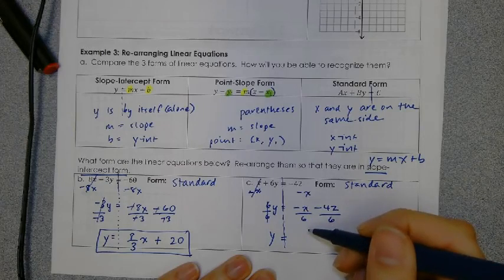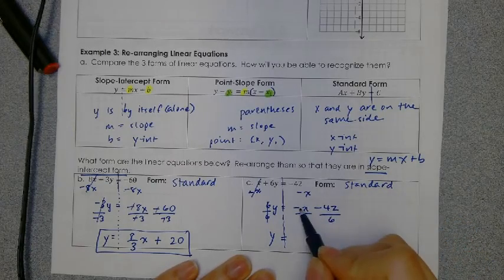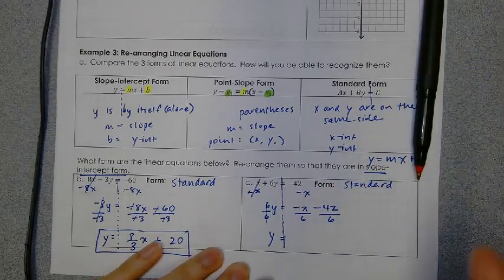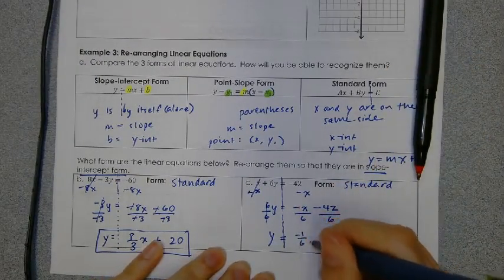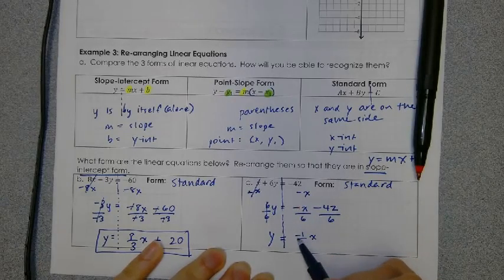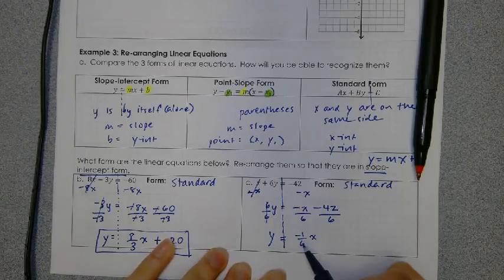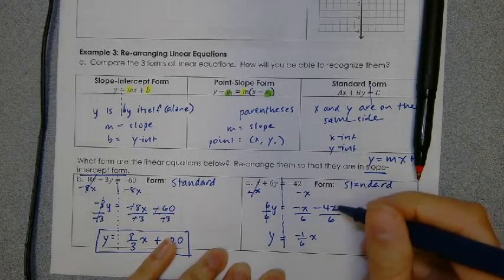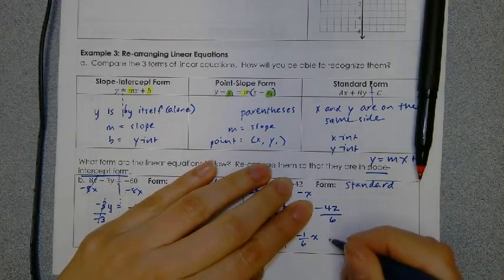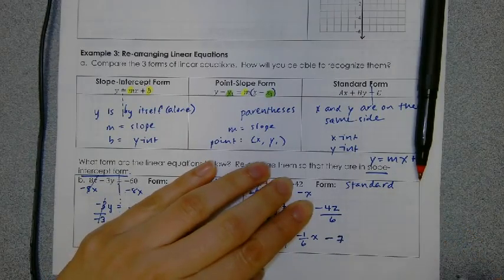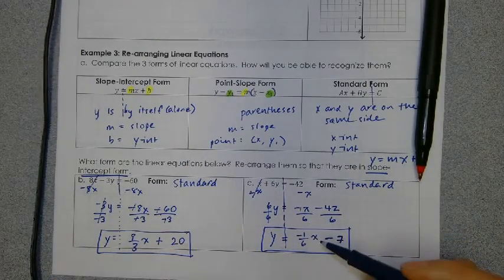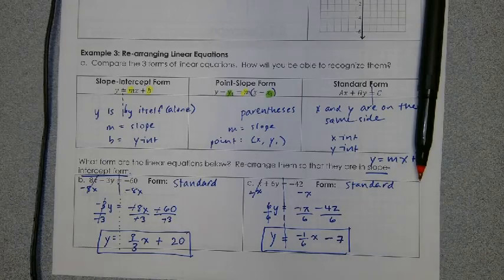Negative x divided by 6. Well, that's 1x. It's invisible, but there is a 1 there. So I'm just going to write this a little differently. I'm going to say negative 1/6 x. And then this fraction here, I can simplify. 42 divided by 6 is simply 7. So my slope-intercept form is y equals negative 1/6x minus 7.